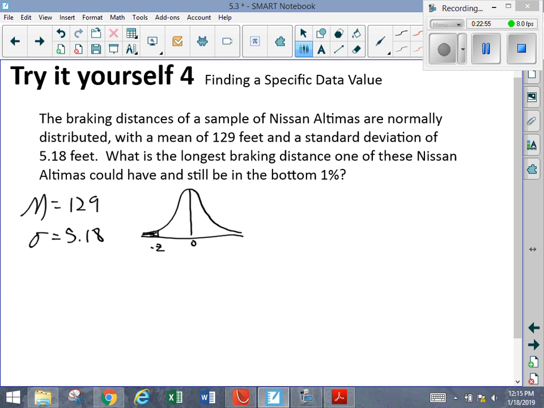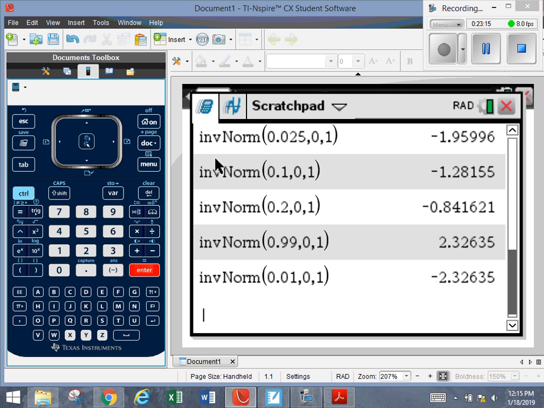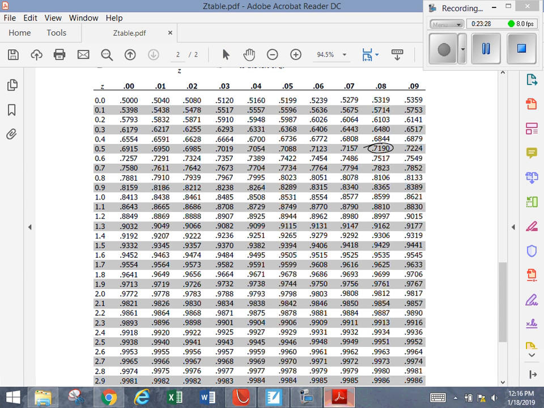Okay, first we need to go to our calculator. We'll use inverse norm, but instead of 99%, we're going to go opposite, 0.01. We get negative 2.33. I just wanted to show you how to find that if your calculator broke and you had to find it old school style.